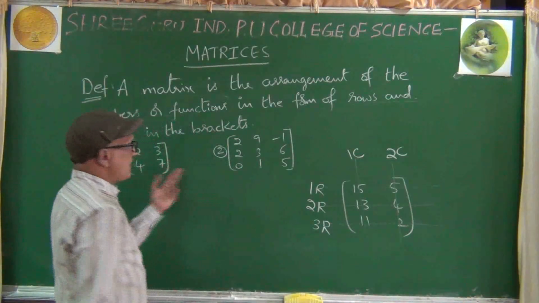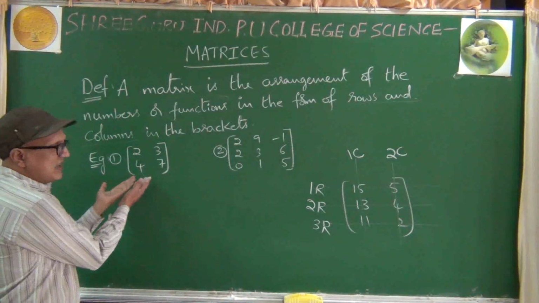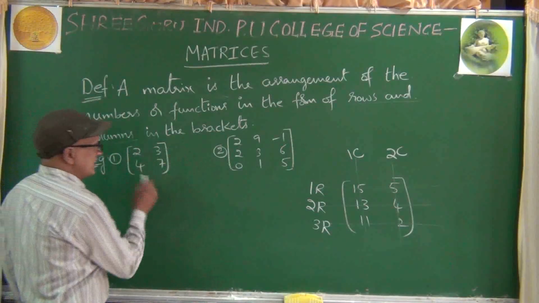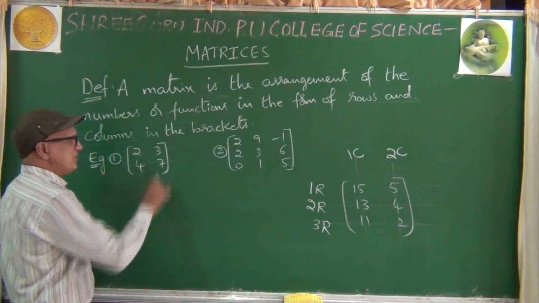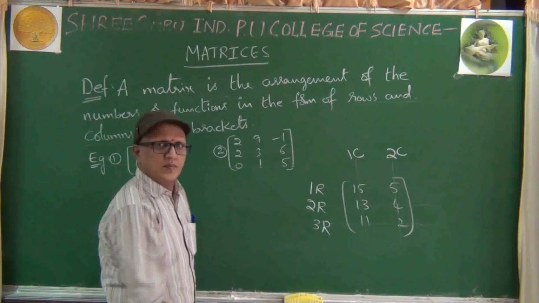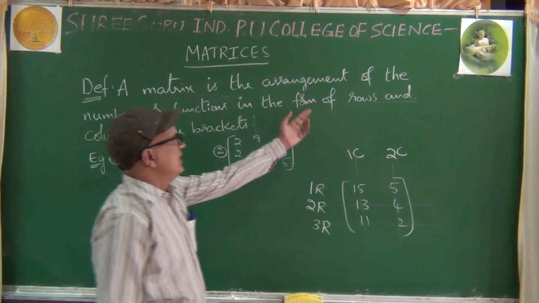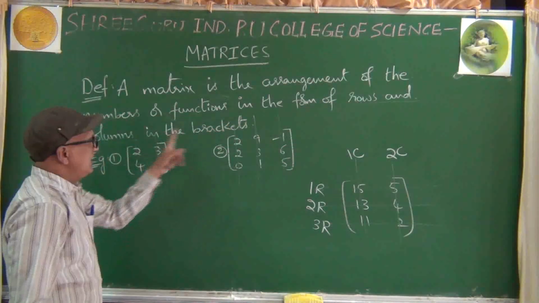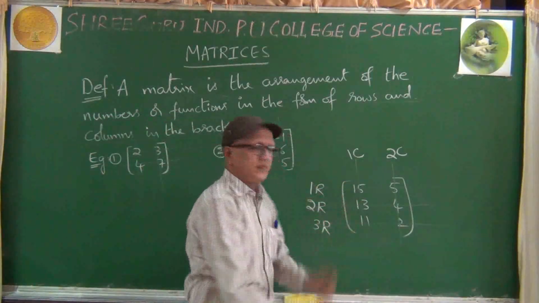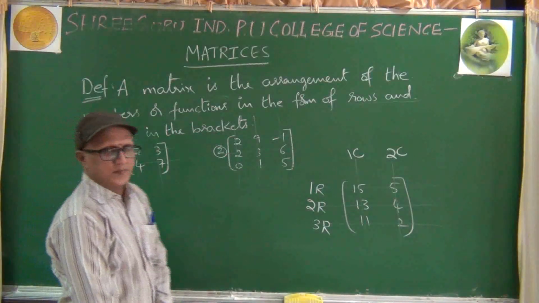So coming to these examples. A matrix is the arrangement of numbers. We arrange the numbers like this in the form of rows and columns. This is the first row, this is second row, this is the first column, this is second column, first row, second row, third row, first column, second column, third column, in the brackets like this. That is called a matrix. This is one matrix, this is one matrix.